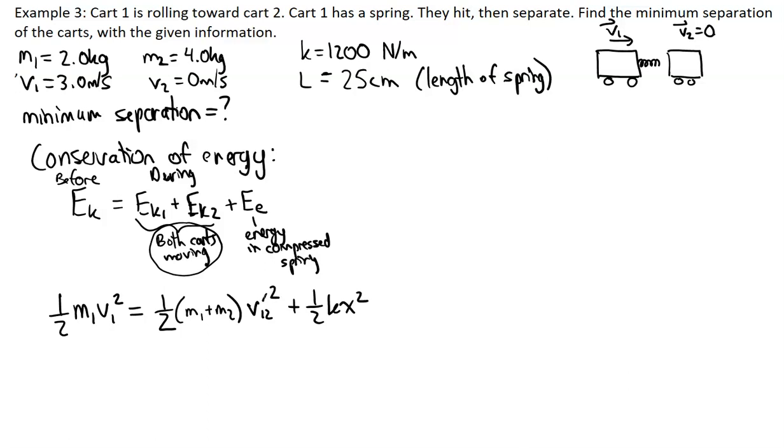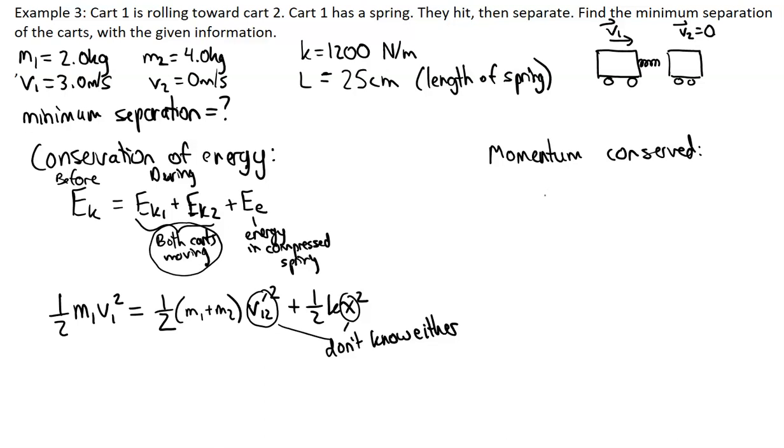Now it's important to note here, we don't know how fast they're moving together, and we don't know this. So we don't know either of these things. We move over to our conservation of momentum. Let's look at what we get there.